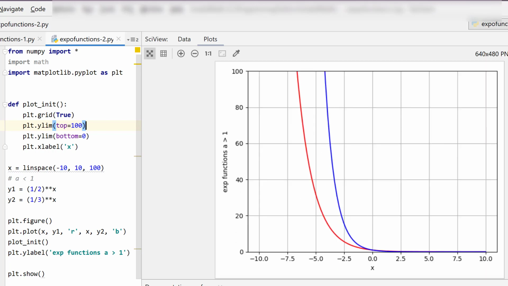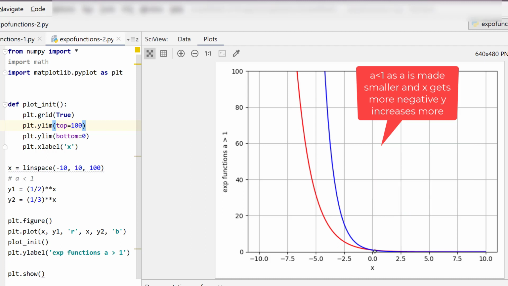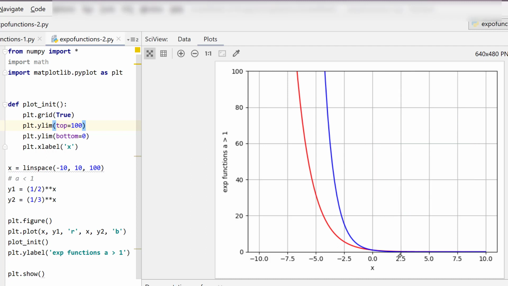So there you have it. The red curve is 1/2 to the power of x, and the blue curve is 1/3 to the power of x. So let's say for x equals -2.5. And similarly, when x increases from 0 to 2.5 to 5 to 7.5, you can see both curves will tend to 0.